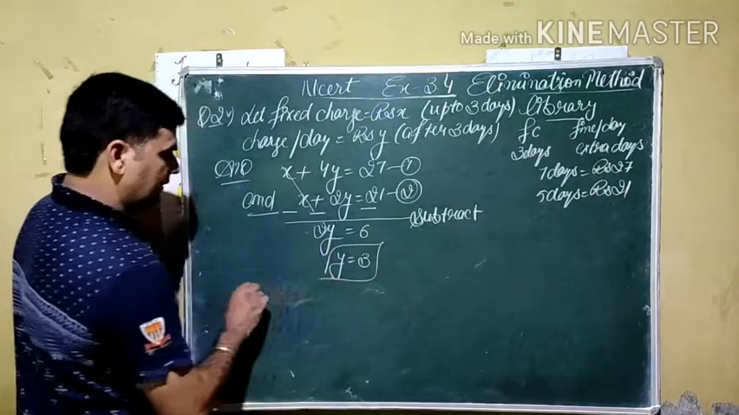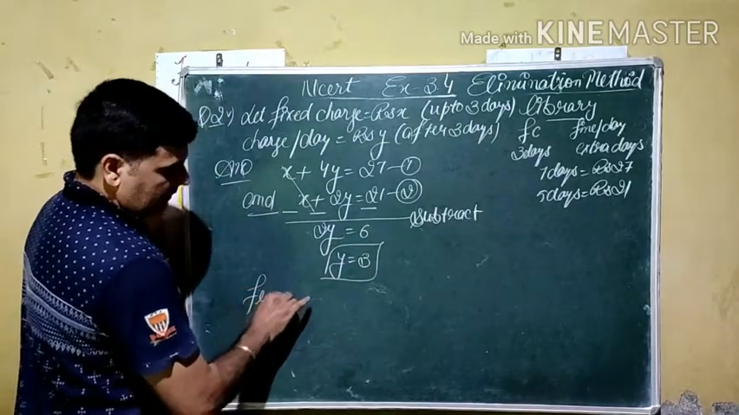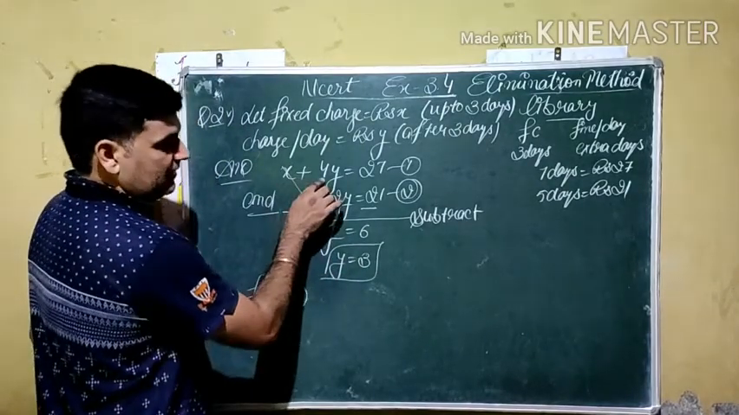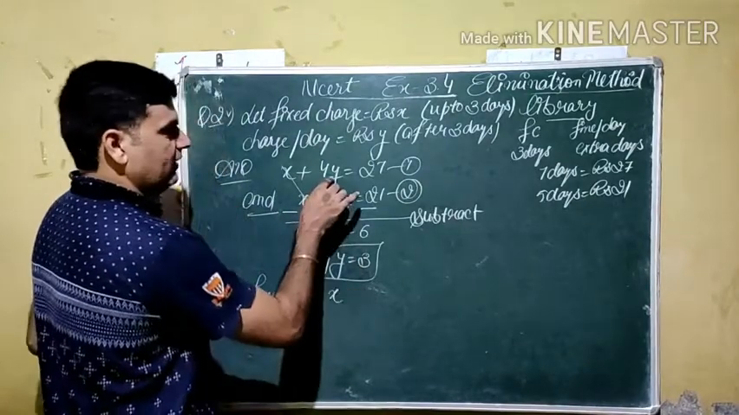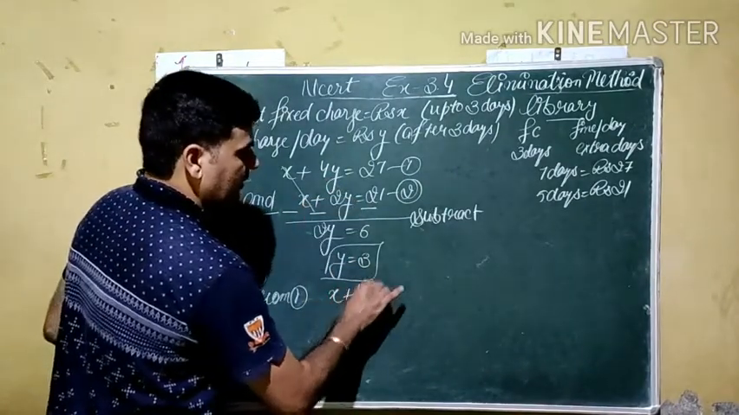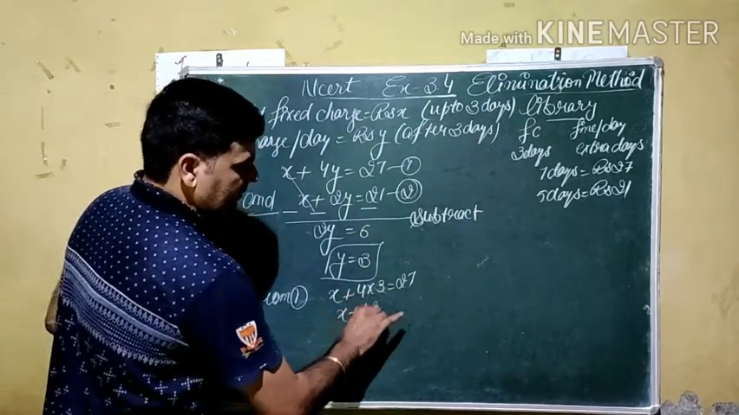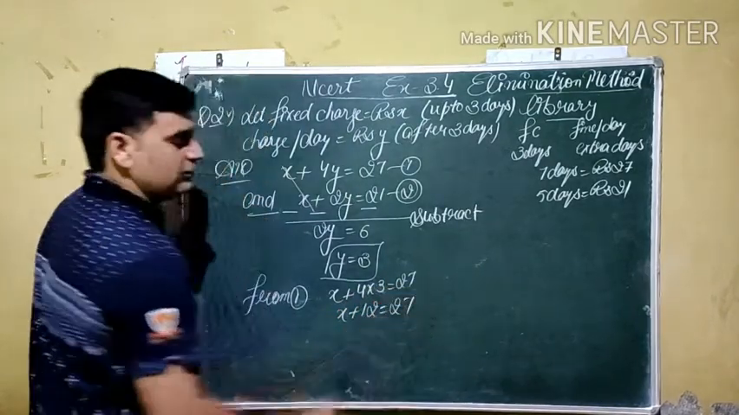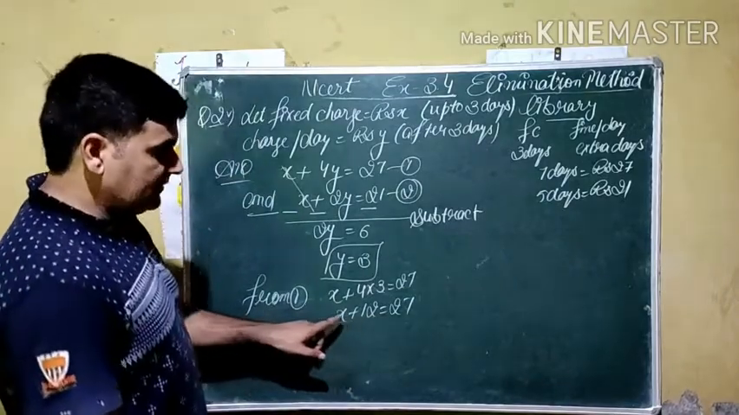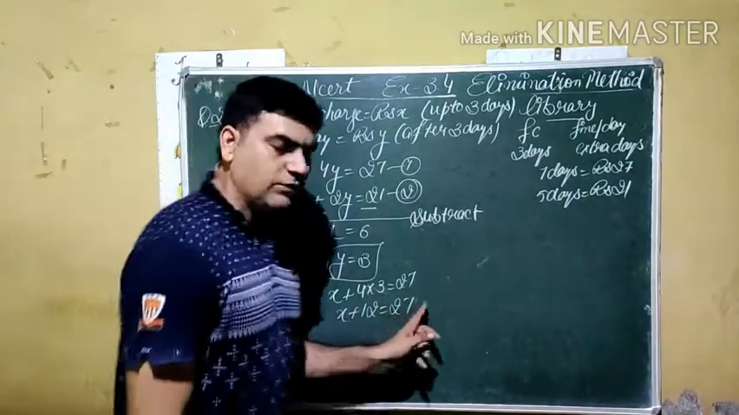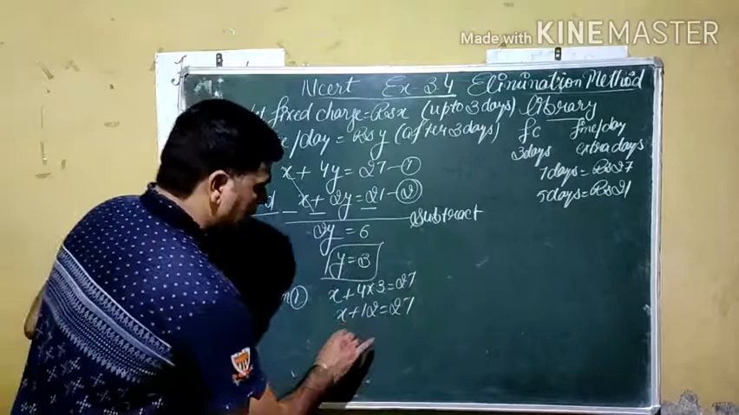If we use it in equation 1, what do we get? y replaced by 3 here, x no change, 4 multiply 3 is equal to 27. It becomes x plus 12 is equal to 27. Again using the logical method we can say 12 added to a number gives us 27, that number is 15.